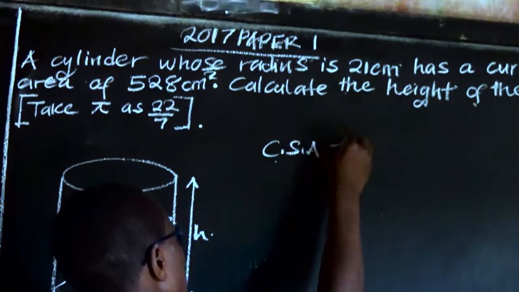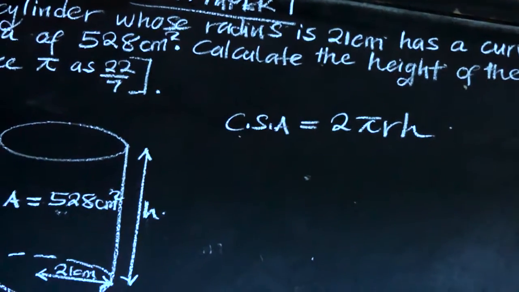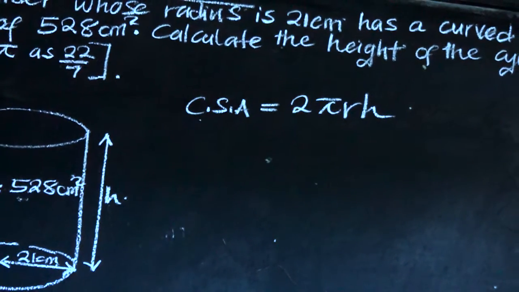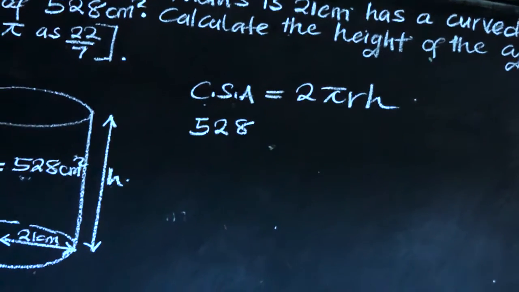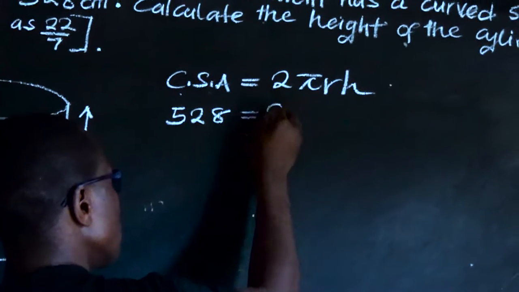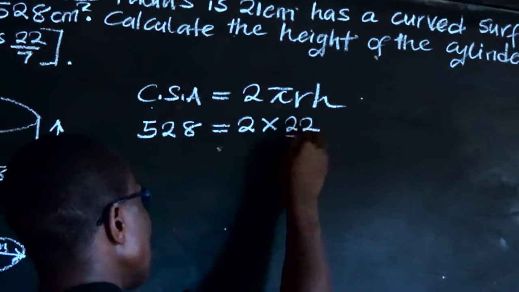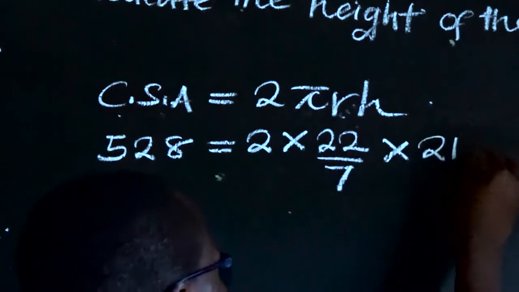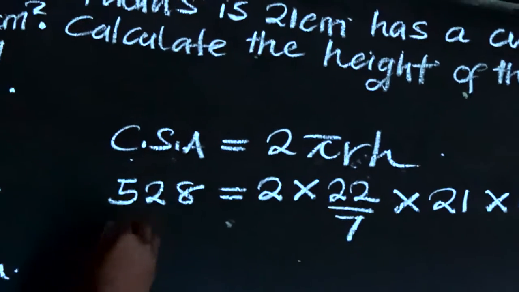So, curved surface area is equal to 2 pi rh. Are we moving together? This is the formula we use. Now, the curved surface area has been given to be what? 528. This is our curved surface area. It is equal to 2 multiplied by, what is our pi? 22 over 7. Multiplied by, what is our radius? 21. So 21 times, what is our h? Just the h.